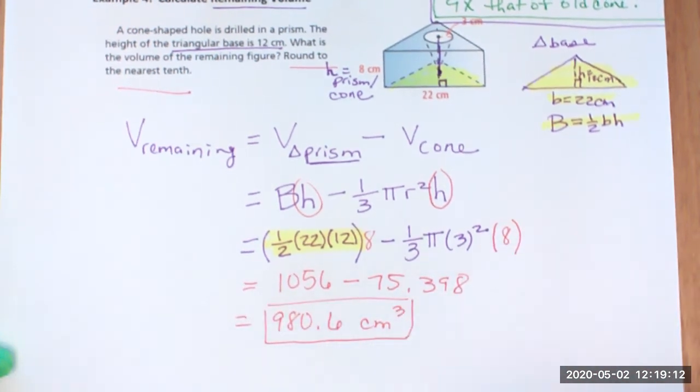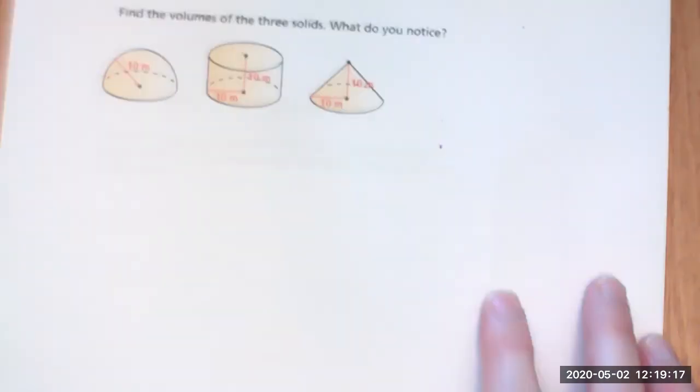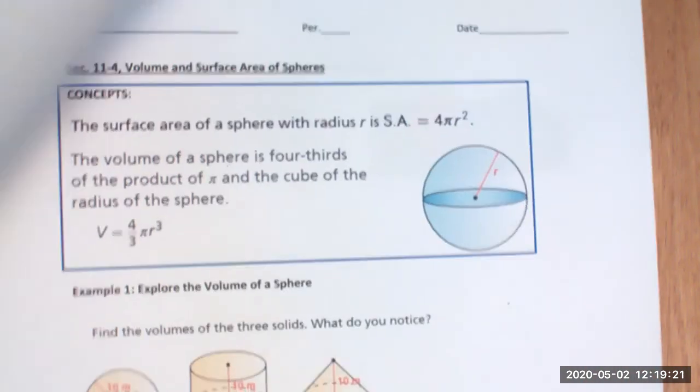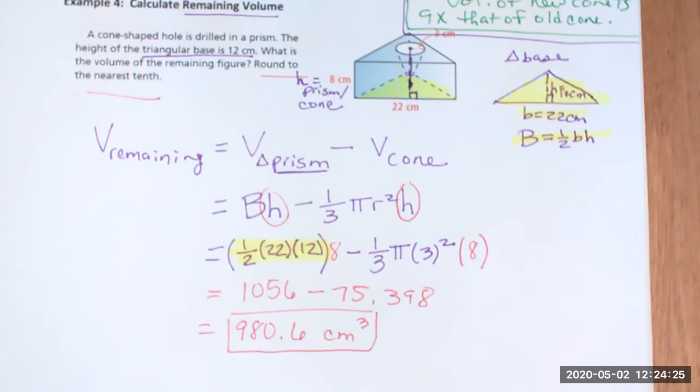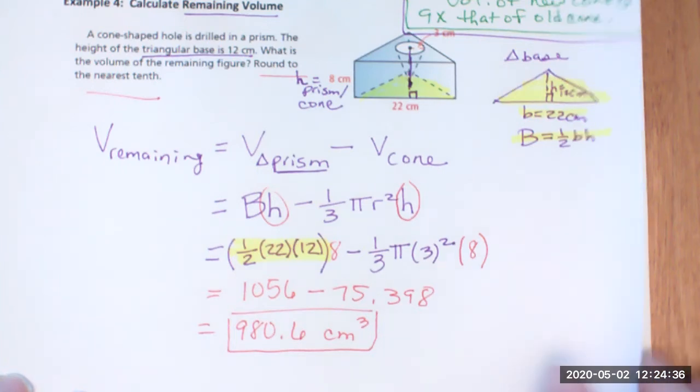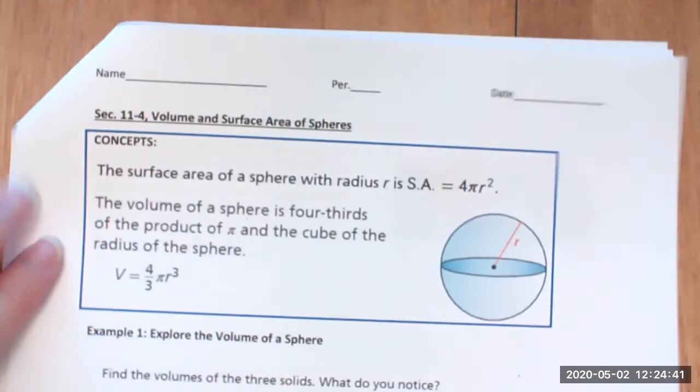Okay, so at this point, I would definitely pause because you'll notice the next page we're on to volumes and surface area of spheres. So you definitely want to take a break before you continue. Okay, so we're going to continue now. We just finished up volumes of pyramids and cones, and we're going to go on now to volumes and surface area of spheres in section 11.4.